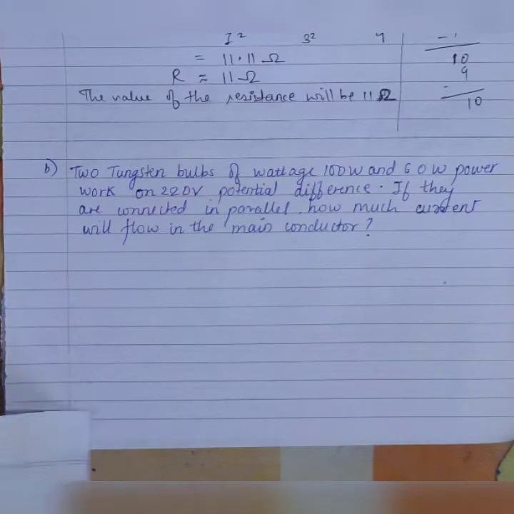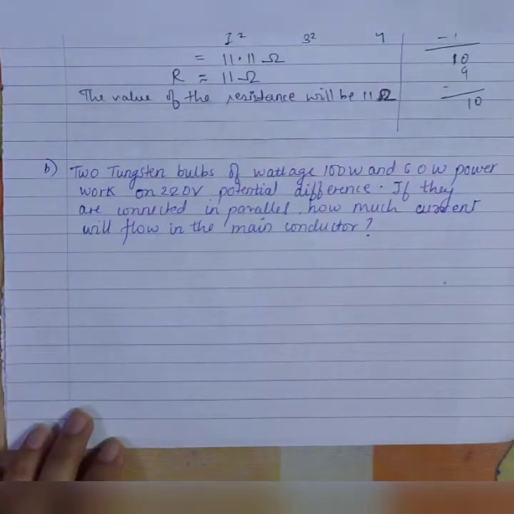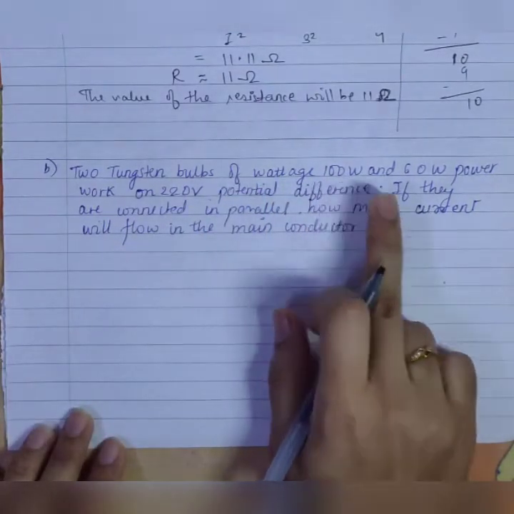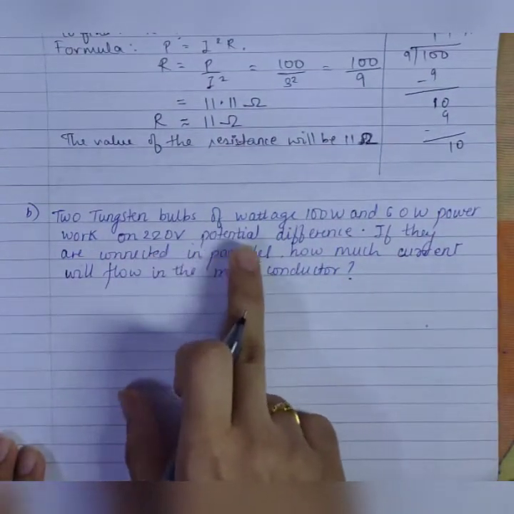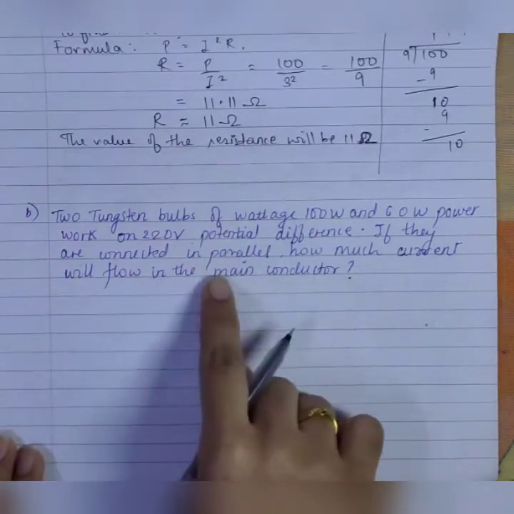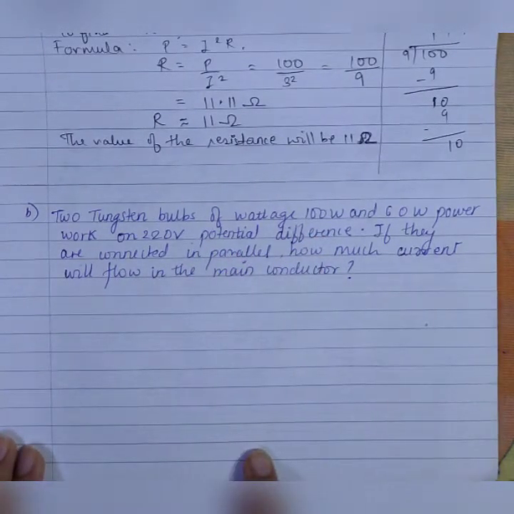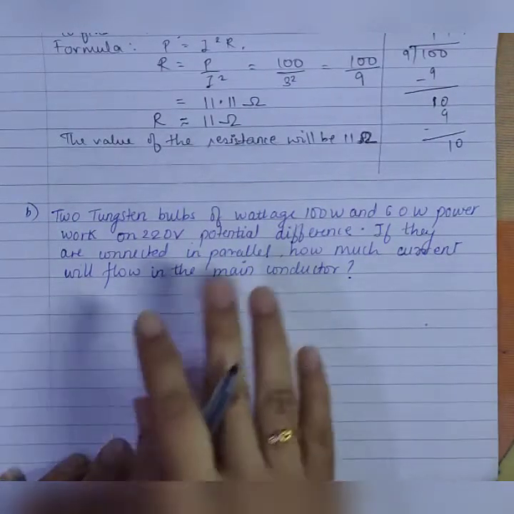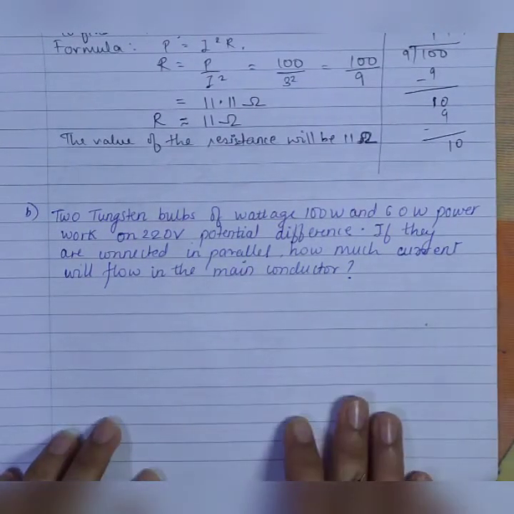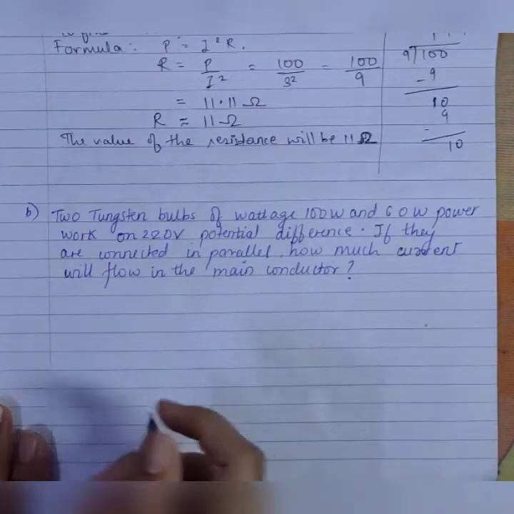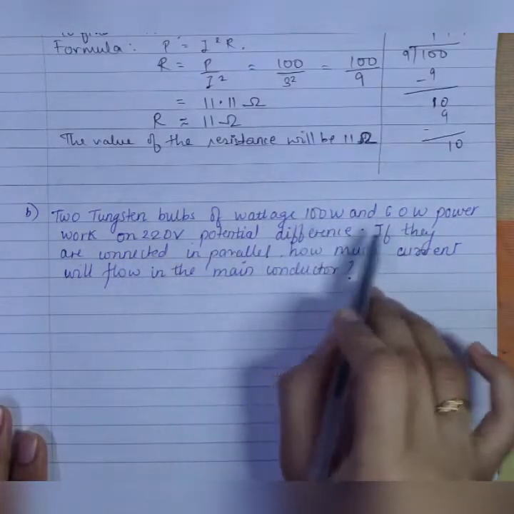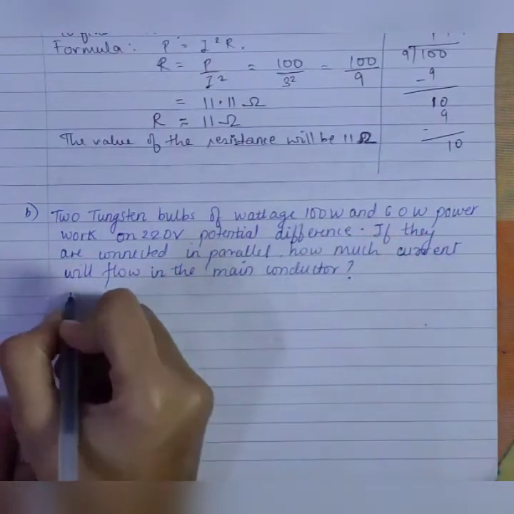Now let's move on to our next problem. So what does it say? Two tungsten bulbs of wattage 100 watt and 60 watt power work on 220 volt potential difference. If they are connected in parallel, how much current will flow in the main conductor? Now this problem is to be understood very deeply. So we'll start slowly and you will understand it, don't worry. First let's write down what is given.